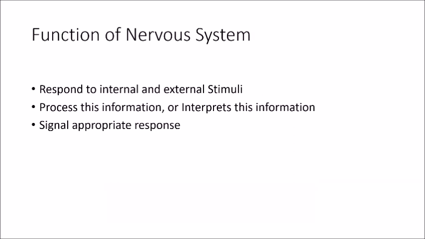Okay, so that's a second function of the nervous system. It's going to process information or interpret this information. Process and interpret, you could use either one. They basically mean the same thing.